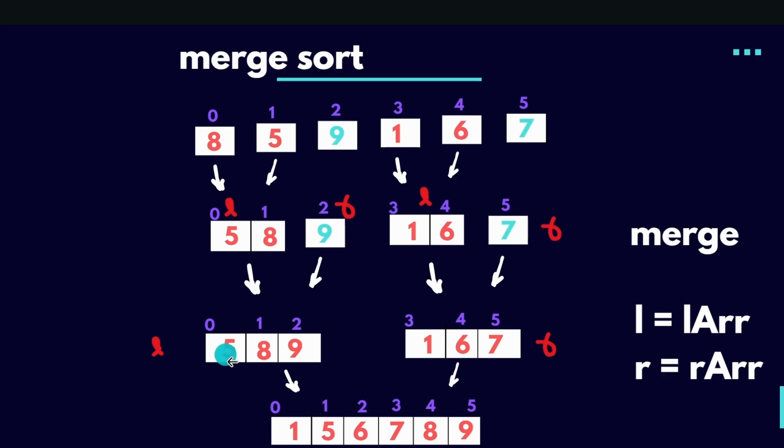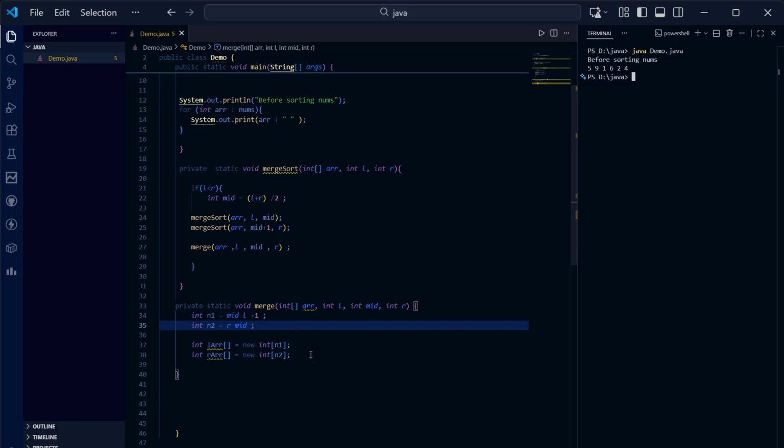If you see this left array, the size is n1, and this one is size n2. You name this array the L array and this array the R array. So how do you create the L array? The L array is a new int of size n1, and the R array is a new int of size n2. After that you are merging. I hope this makes some sense now.